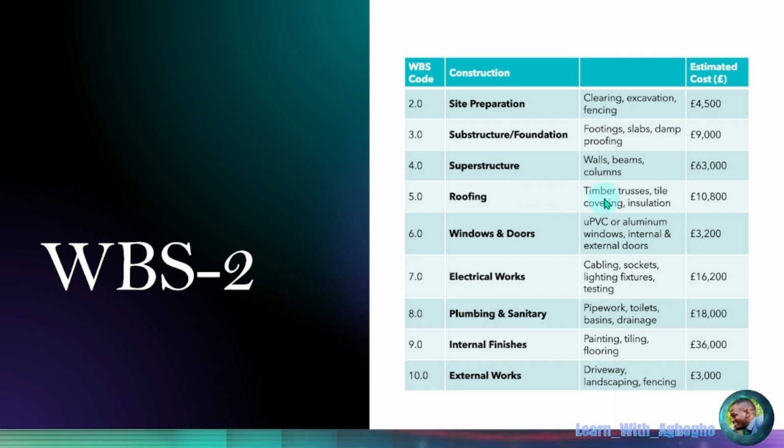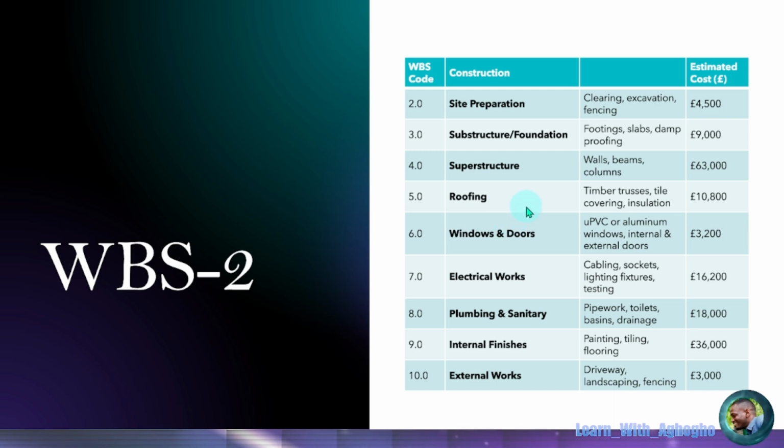Roofing has to do with timber truss, wood that is needed for the roofing, the tile covering, and insulation, to make sure that the property is well insulated, so that when it gets very cold, the property will not lose the heat that is generated by the radiator or any means of generating heat within the structure.